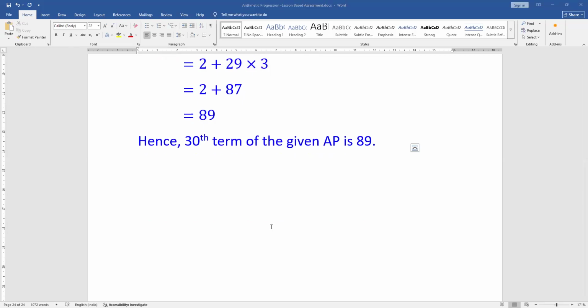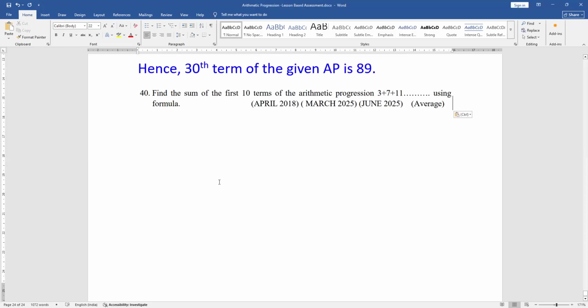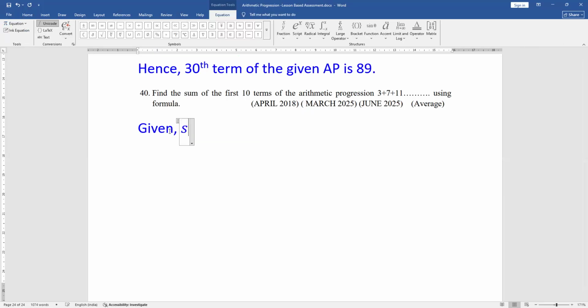Now let's move on to the 40th question. Find the sum of the first 10 terms of the arithmetic progression 3, 7, 11 using the formula. Given, the first term: a equals 3. d is 7 minus 3, which is equal to 4.